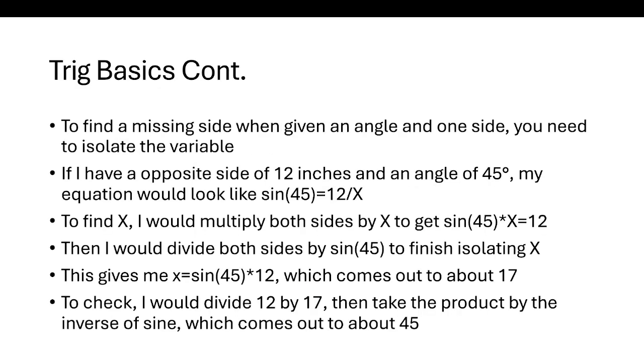Pretty simple. Find missing sides. When you have an angle and another side, you need to isolate the variable. So this is something we went over in math class, but basically you need to figure out how to get the variable on its own. I went through this here using 12 inches and 45 degrees. Just a little bit long-winded, so we're just going to skip it for now. If you need to, pause the video and go through this. Feel free to make your own practice problems, whatever.